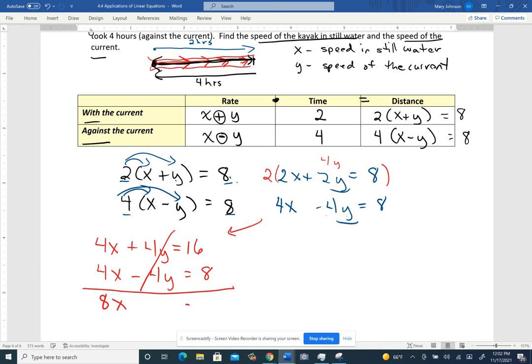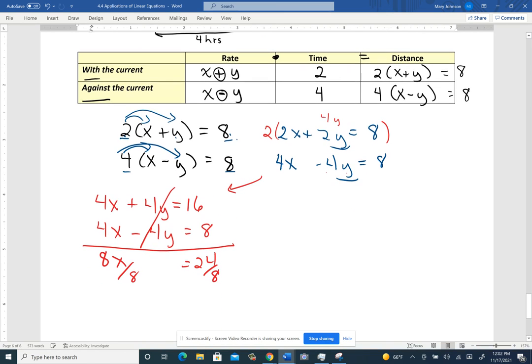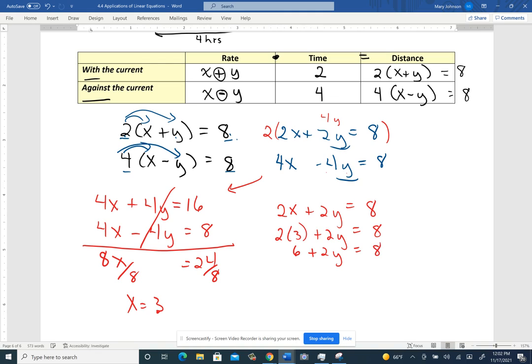So I get 8x is 24, which means x turns out to be 3. And then I can go to any of the equations. So I'll go to the 2x plus 2y equals 8 and let the x be 3 and see what the y turns out to be. So that's 6 plus 2y equals 8. So I'll subtract 6 and get 2y equals 2. And when I divide by 2, I wind up with y equaling 1.